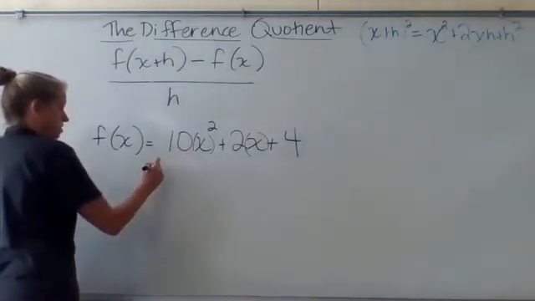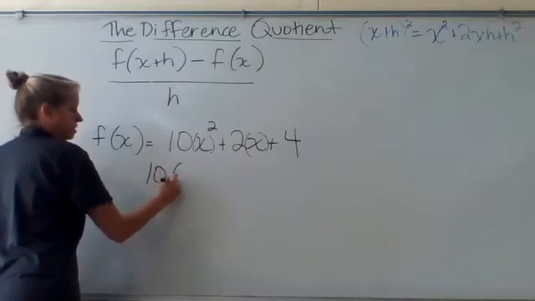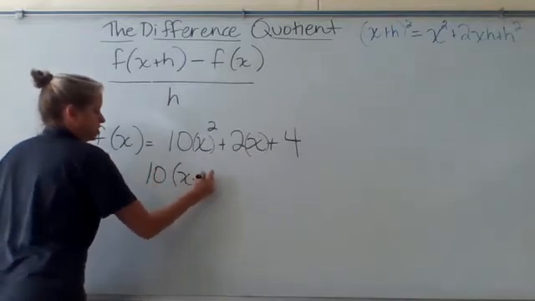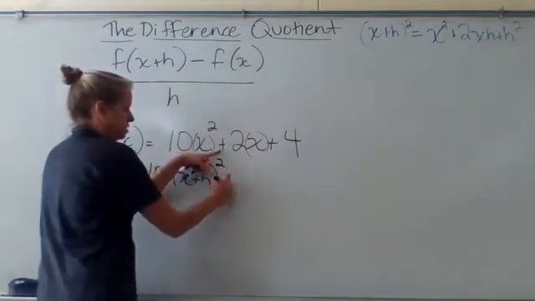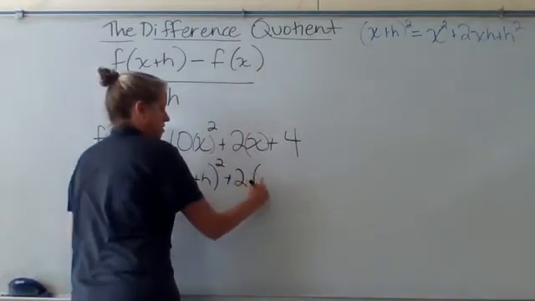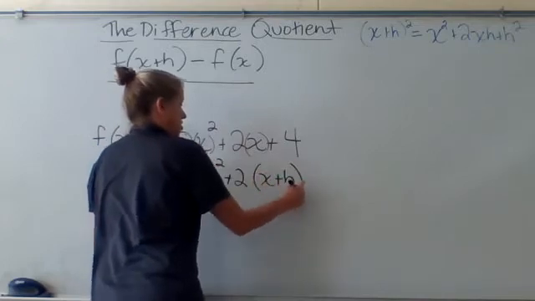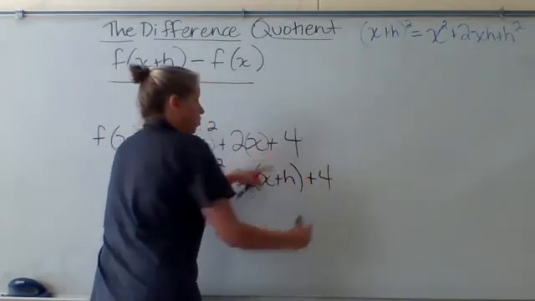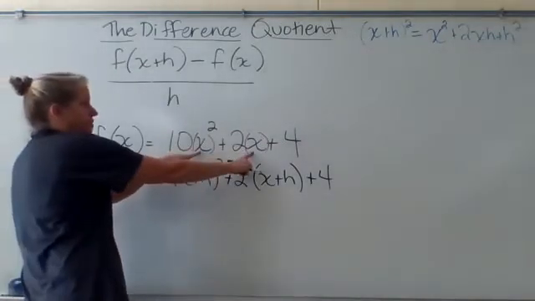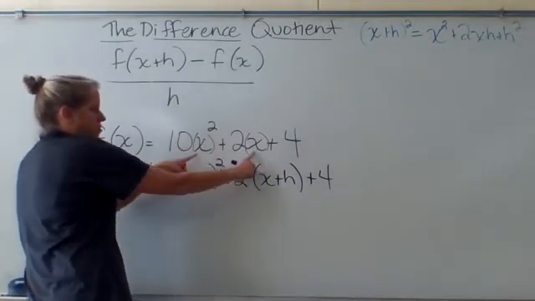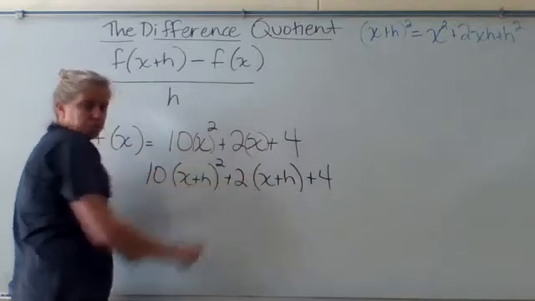I've got 10. Instead of x, I write x plus h squared plus 2 times x plus h. Drop down my plus 4. So again, all I have done is rewritten my function, and I replaced both of those x's with x plus h's.